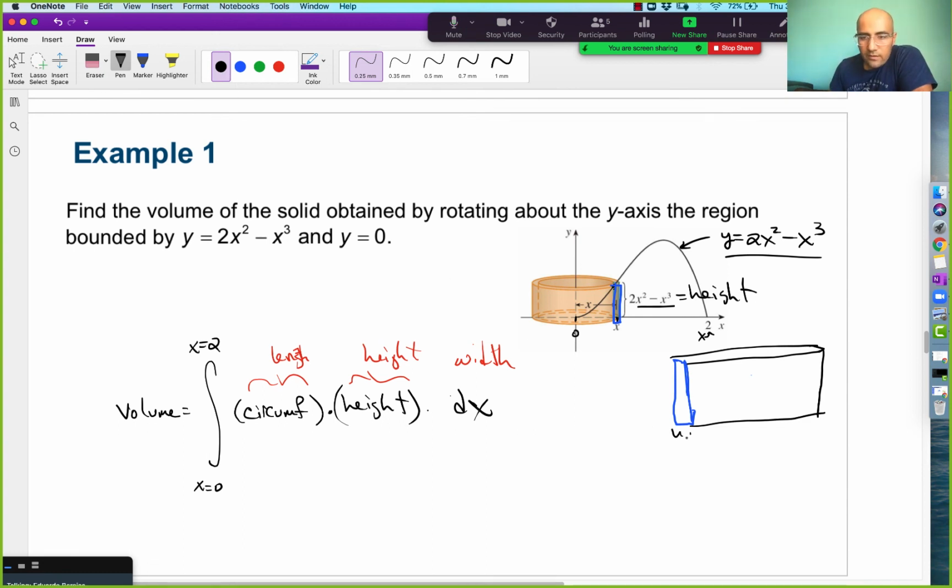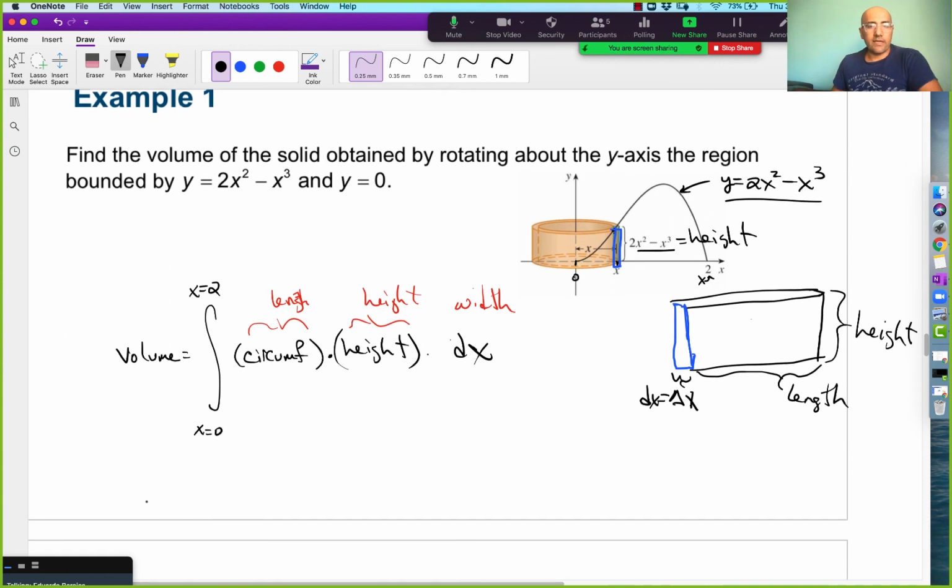So the width of it is going to be that delta x, which is also dx. Okay? Delta x, dx, same thing. And then the length of it is that circumference. It's the length if I roll it out. If I don't roll it out, then we're talking about the circumference. Good. And then the height stays the same, and the height is going to be that guy.